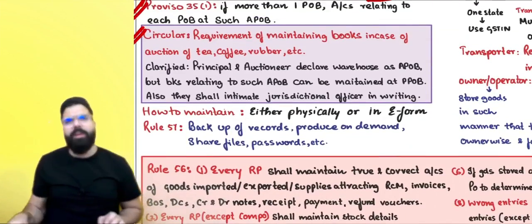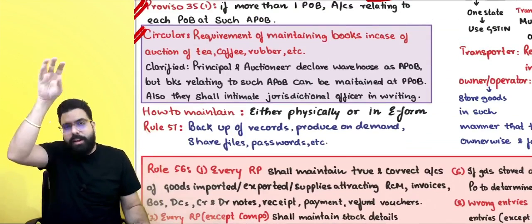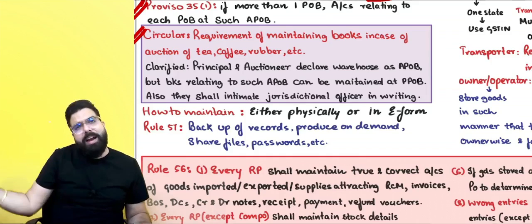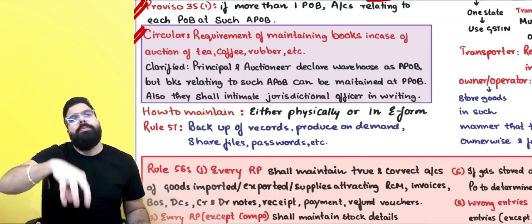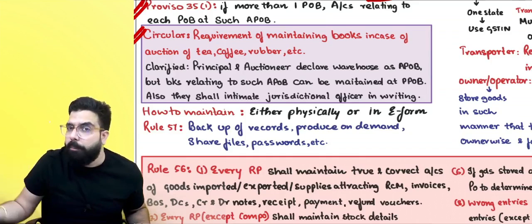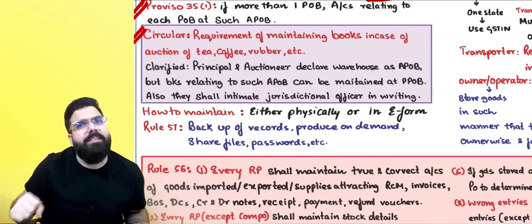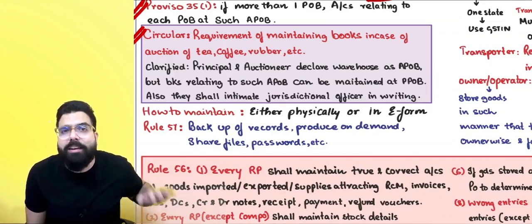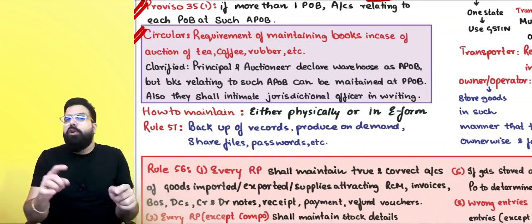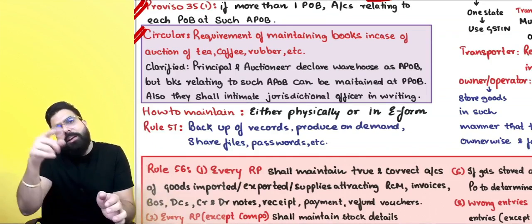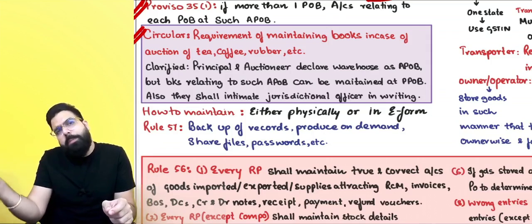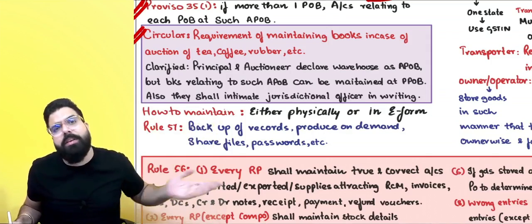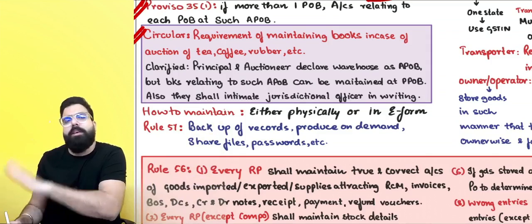Now there was a circular which told this: in case of T-board, the auctioneer and the supplier have to declare the T-board as their additional place of business, because the supplier might be keeping his tea at the T-board. So they told you have to declare the T-board or the coffee board as your additional place of business. But you don't have to maintain your accounts over there. You can maintain your accounts at your principal place of business only. Just inform your jurisdictional officer that you are not maintaining the accounts at the additional place of business. We are maintaining at our principal place of business.